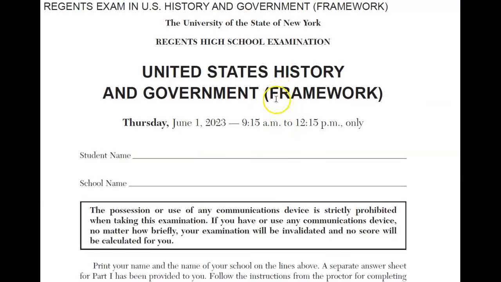Okay, United States history and government framework. Notice the government there. They do expect you not just to know the history, but also to know the principles of American government that you learned in history and be able to apply them to civic issues, historical processes, that sort of thing. Let's take a look at the multiple choice questions.